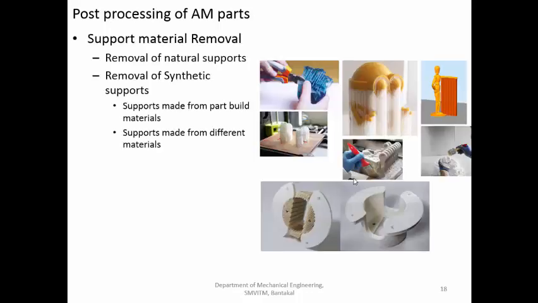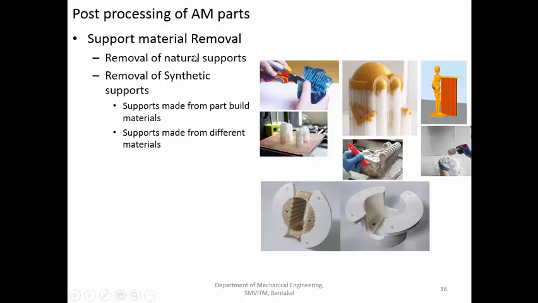The first one is the removal of support material. We know that all the additive manufacturing processes require some kind of supports. In some of the methods, whatever the raw material is, that itself will act like the support, and if you are separating the part and the raw material, that material you can reuse. In some cases it is not possible to reuse the support material again. So we will see in detail now.